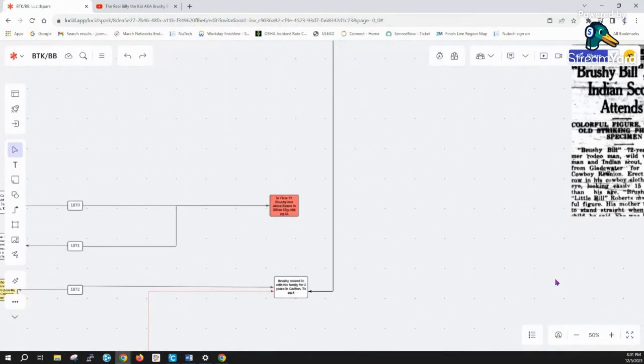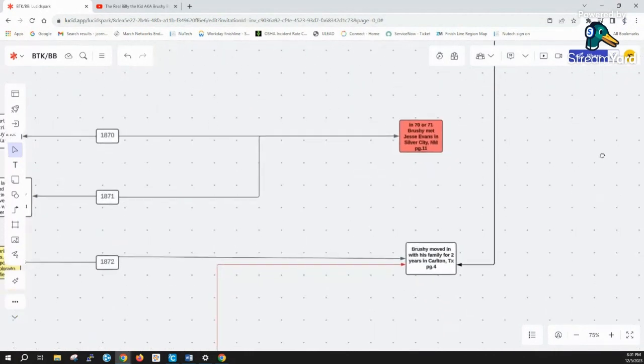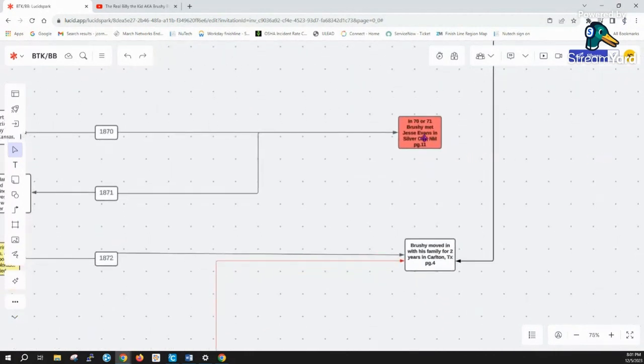And so we come down to 1870, and this is where Billy the Kid meets Jesse Evans, or I guess Brushy the Kid, I don't know, on page 11, 1870 or 1871. Some people argue, well, Silver City, New Mexico didn't exist at that point, but kind of going back to that Buffalo Gap, that Avon, Indiana, want to give a little bit of room there. And for whatever reason, in 1872, Brushy moved in with his family for 2 years in Carlton, Texas. And you can see that on page 4.